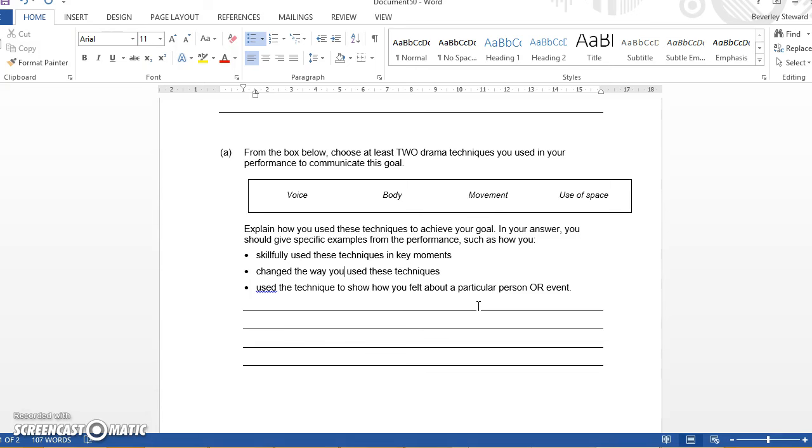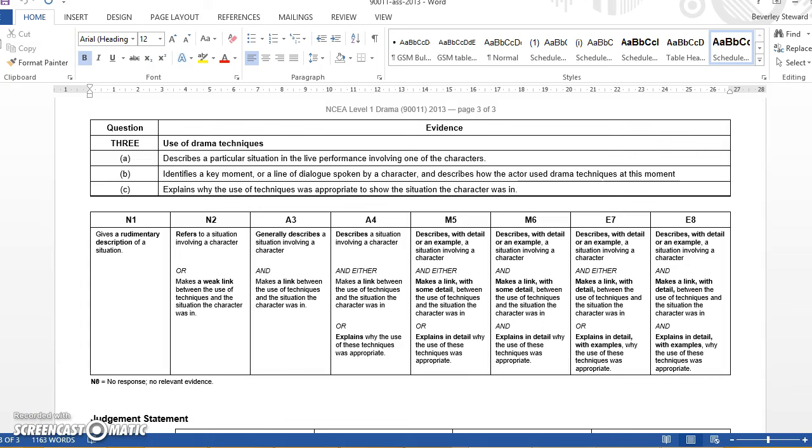Now, I'm going to show you a marking schedule so you get an idea of the difference between an achieve, a merit, and an excellence. Okay, here's a marking schedule for a previous exam, and it was for use of drama techniques, which is why I've chosen it. The question was slightly different because they were looking at drama techniques in a particular situation or key moment. So, as you can see, there were three parts to this question. Now, if you're wanting to get an achieve, and we've got two grades for achieve, you generally would describe maybe a situation, but I'd be expecting you to have a rough general idea of what your goal is, and then make a link between how you use the techniques to achieve the goal.